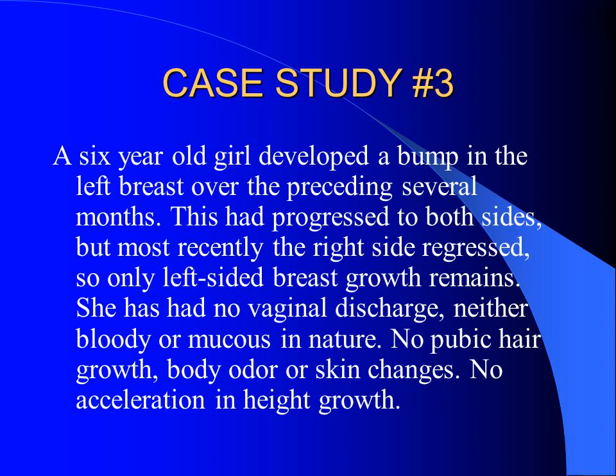Case study number 3. A 6-year-old girl developed a bump in the left breast over the preceding several months. This had progressed to both sides, but most recently the right side regressed, so only left-sided breast growth remains. She has had no vaginal discharge, neither bloody nor mucus in nature. No pubic hair growth, body odor or skin changes. No acceleration in height growth.